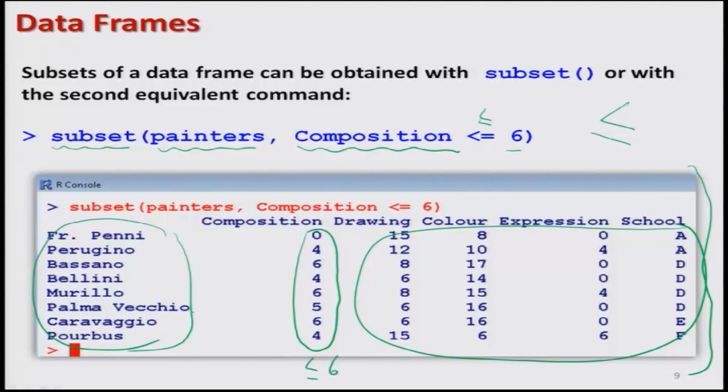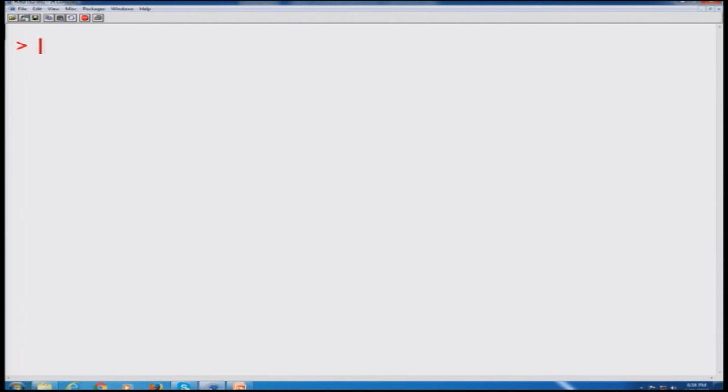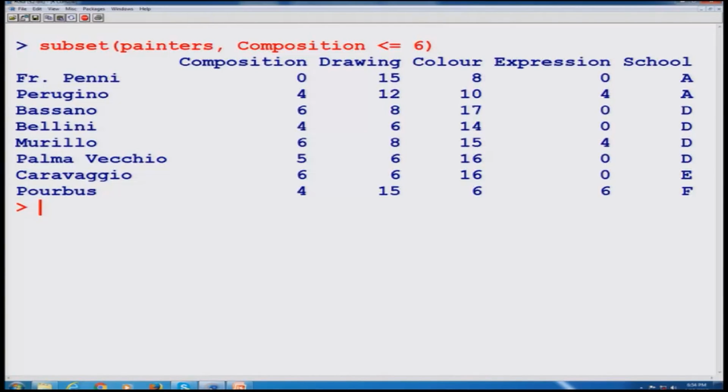So, now we have extracted a subset from the painters data set under the condition that the composition variable takes value less than or equal to 6. So, let us try to do it over the R console and see what we obtain. You can see here that is the same outcome that we have obtained.